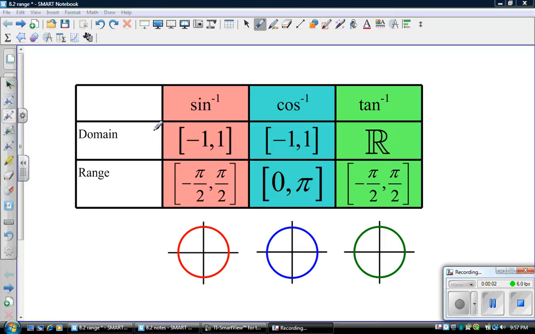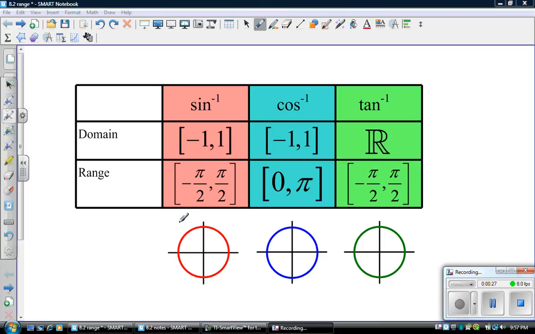Okay, these are the notes for section 8.2. I'm doing this on the Smart Slate, and this is my first try, so bear with me if this is a little bit slow. You should have got this chart in class, and the big deal is the range stuff here. What this basically means is if we're doing an inverse sine problem, our answer has to be between negative pi over 2 and positive pi over 2.